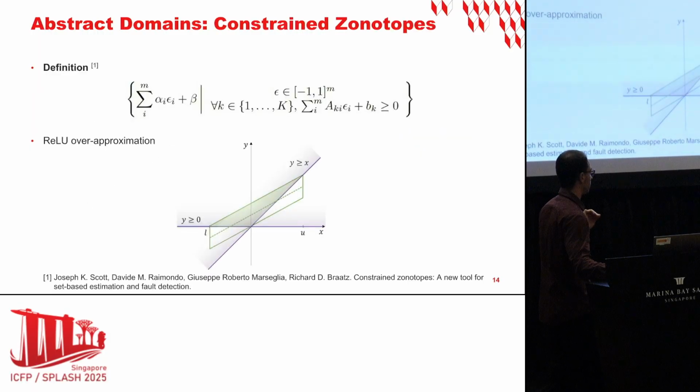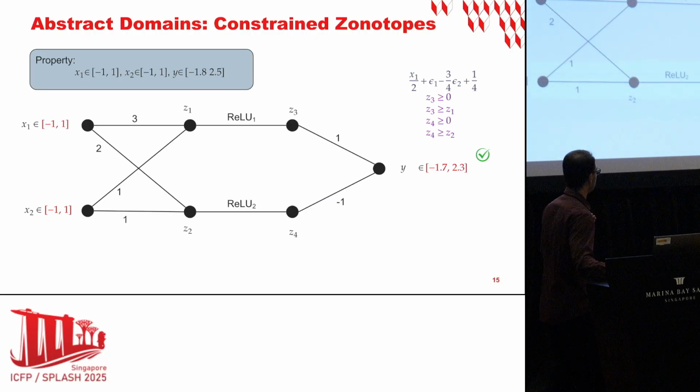And for that, in PyRAT, we have the constrained zonotopes, which are the zonotopes with affine linear constraints. So for the ReLU, since it's just the maximum between 0 and x, we just add the constraints that the ReLU is positive, and the ReLU is greater than x. With these constraints, now on the toy example, it creates 4 constraints, and now this is enough to prove our property.